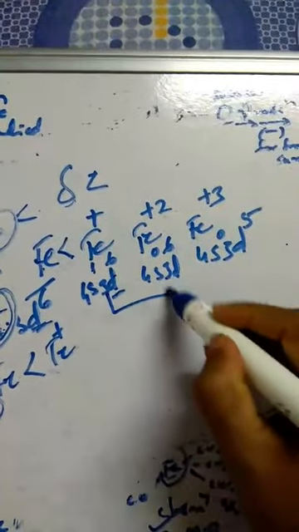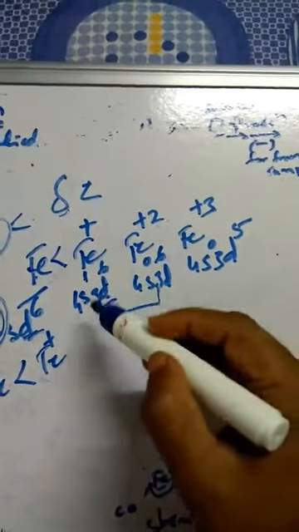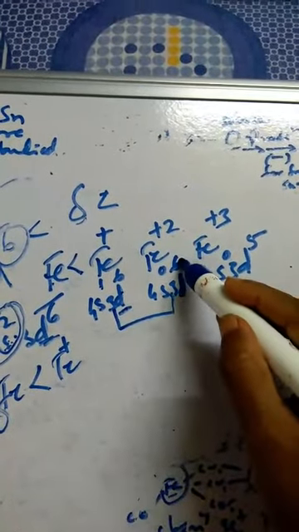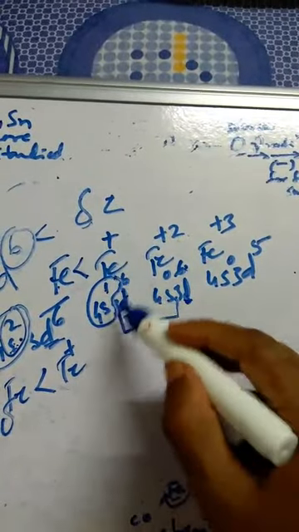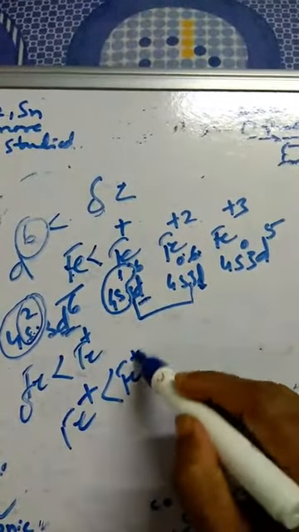Now consider these two, Fe+ and Fe+2. Here 4s1 is there, 3d6 is the same in both, but the s orbital electron density is more in Fe+ and less in Fe+2. So obviously it is the same here: the isomer shift of Fe+ will be less than Fe+2.